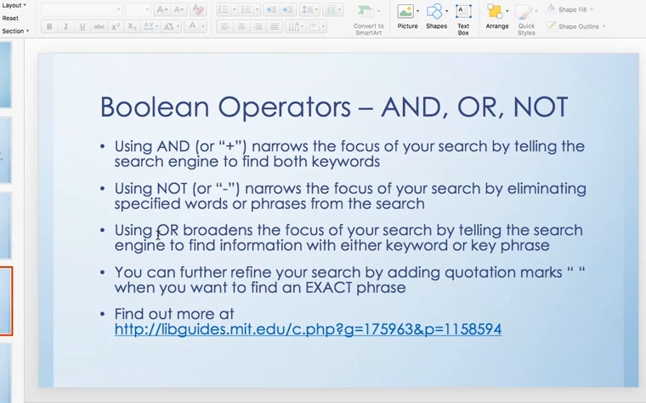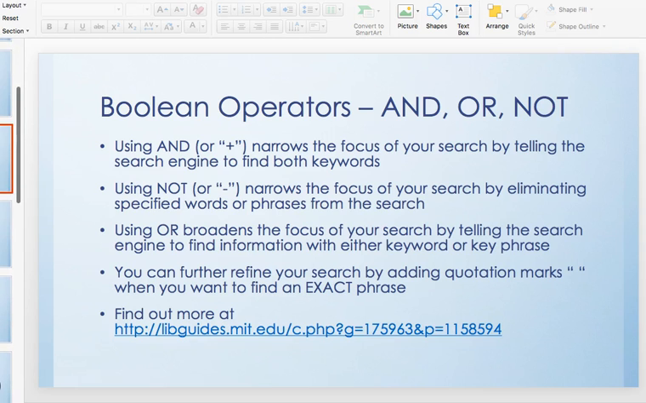You can also further refine your search by adding quotation marks when you want to find an exact phrase. Say, for example, the exact phrase we're looking for is physician-assisted suicide in Florida. We put that in quotation marks. You can find more information on Boolean operators at this link right here. I definitely recommend checking that out. It will be really helpful.